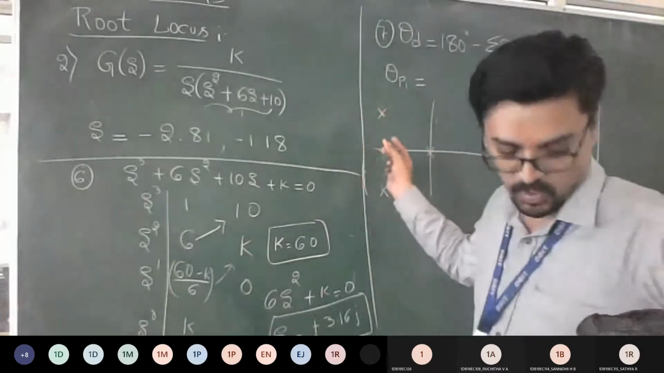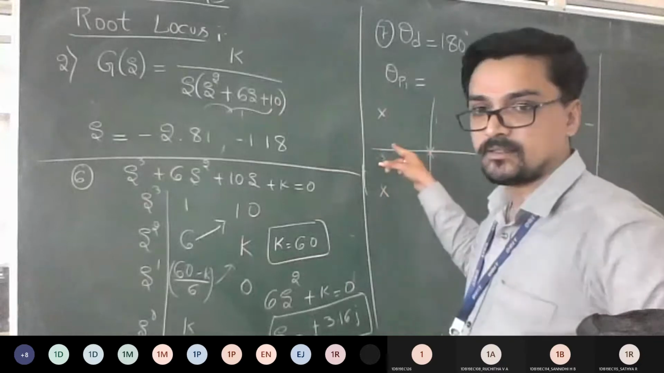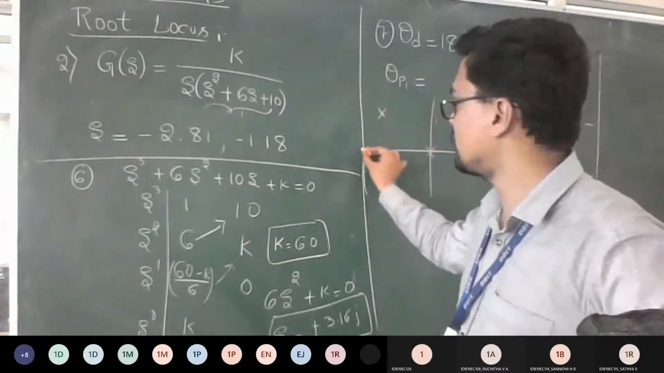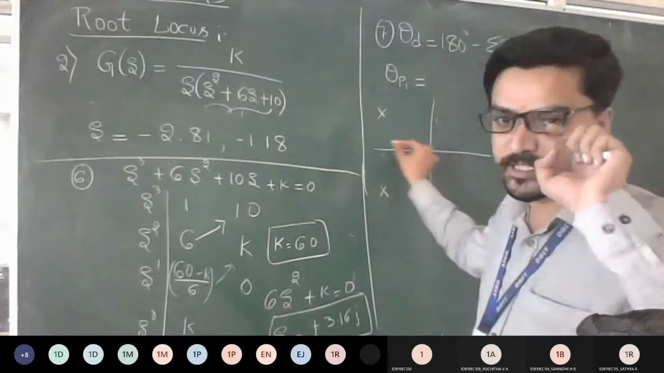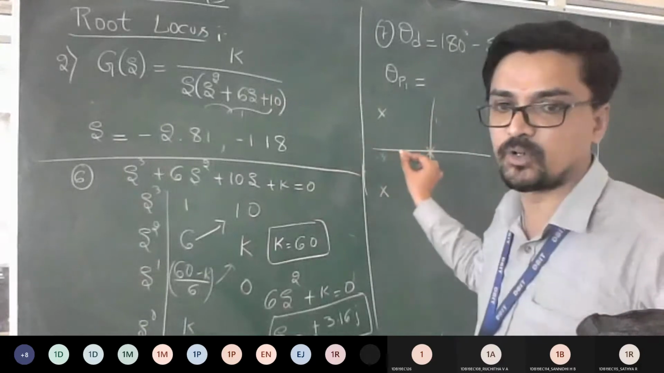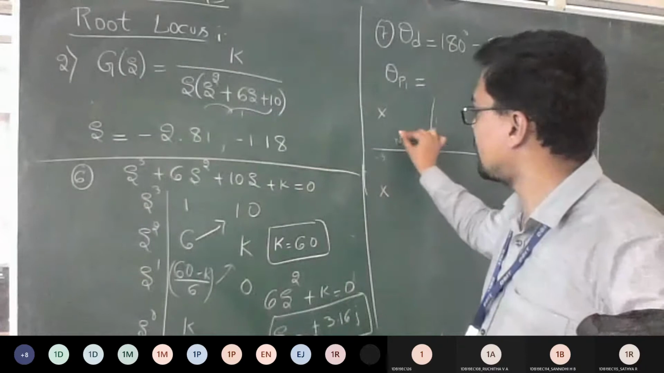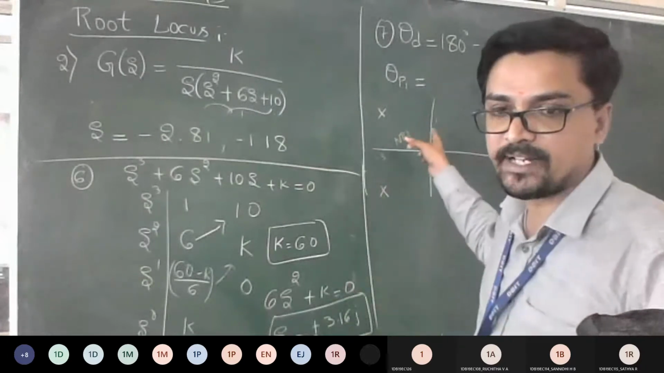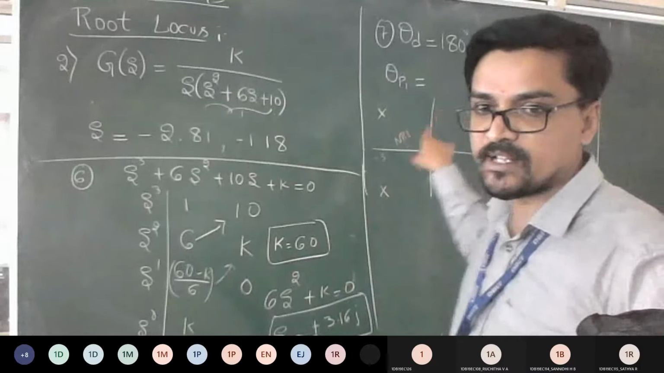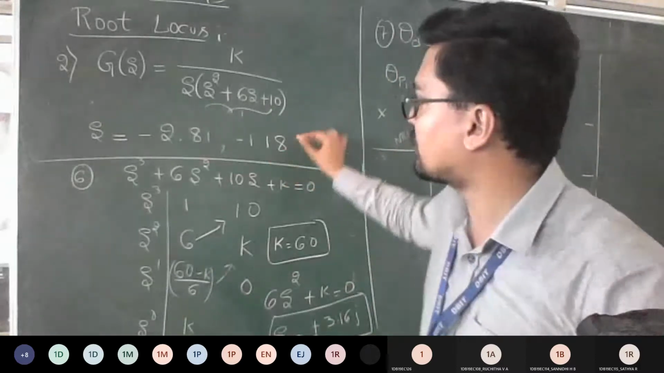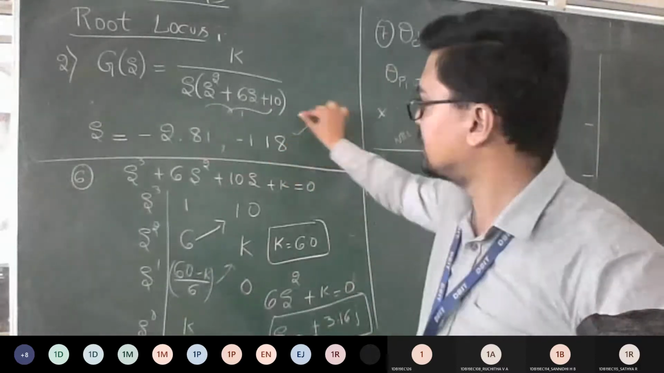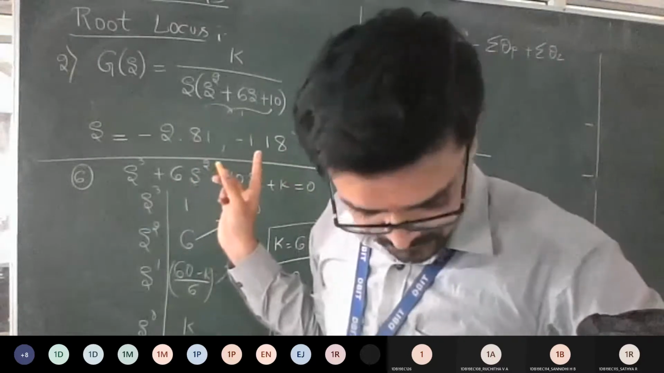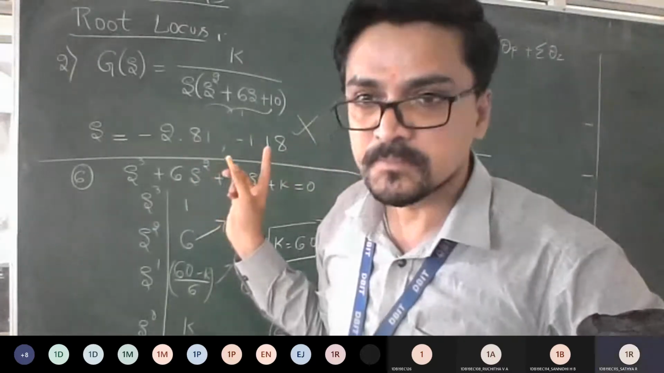Unless you get one more pole or zero here, I can't mark the root locus. So you can write NRL. It means no root locus line. If there is no root locus line, then whatever breakaway point you found is not required at all. Everyone agree? Yes, sir.